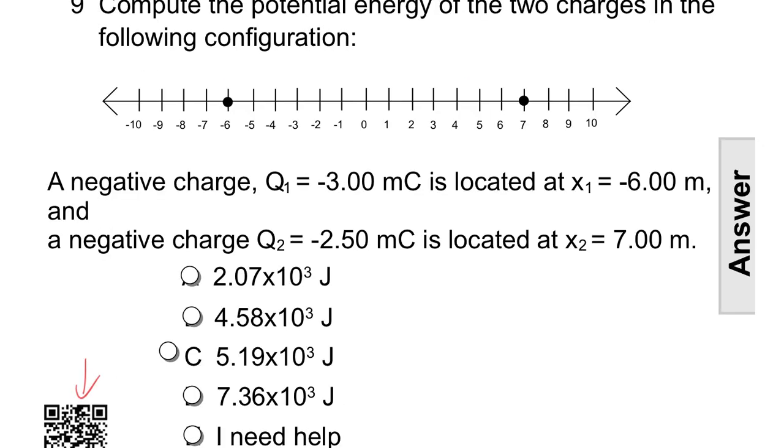Okay, this one's just like the first one we did. So we got two negatives. And so when you find UE, the two negatives will cancel out when you multiply them to be a positive. And that's why all these choices are positive. Check the QR code for the answer.